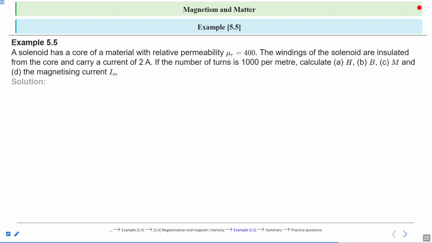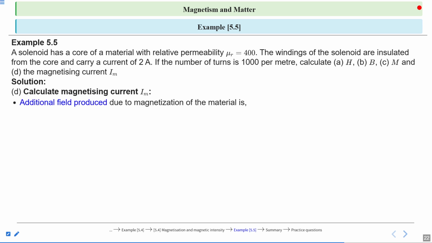Now part D, the magnetizing current Im. Calculate the magnetizing current Im. The additional field produced due to the magnetization of the material is Bm, which is due to the material inserted in the core. So the additional field is produced by Bm equal to mu naught M. Mark it as first equation.